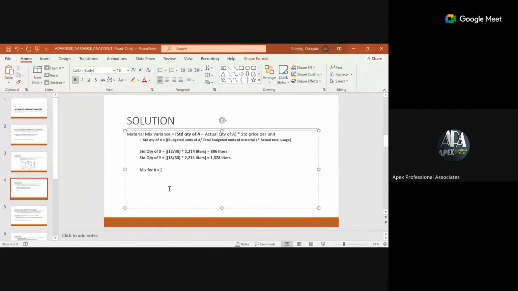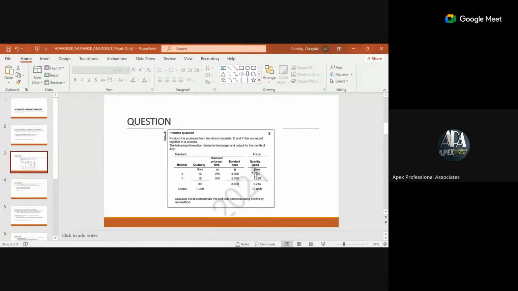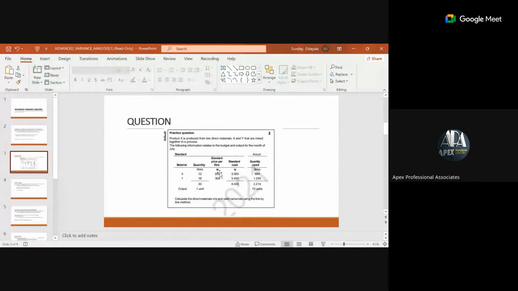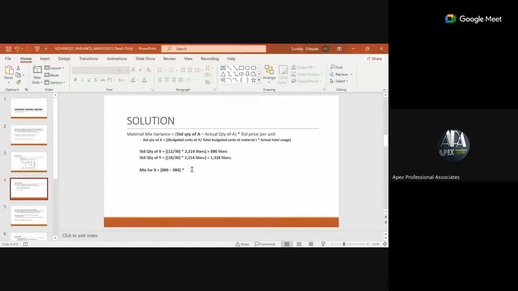So what is our standard quantity? We were supposed to use 886. Now, how many units did we use? We actually used 984. Now, before I multiply, I want to bring out something. What's the standard price for material X? The standard price is 250 naira.